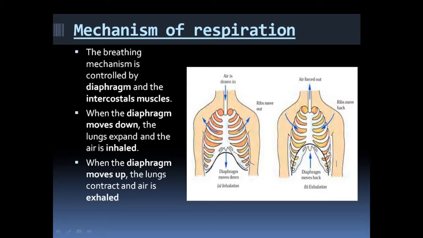When the exhalation process happens, the air containing carbon dioxide is forced out. At that time, you will see the ribs move in and the diaphragm move upwards. When the diaphragm moves up, the lungs contract and the air is exhaled. This is the breathing mechanism, which is controlled by the diaphragm.